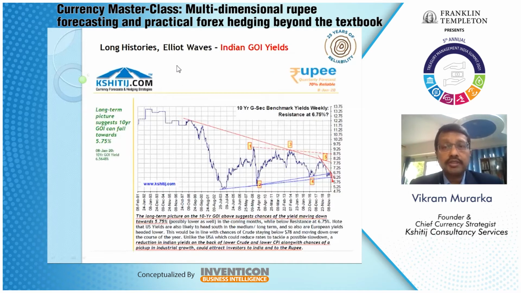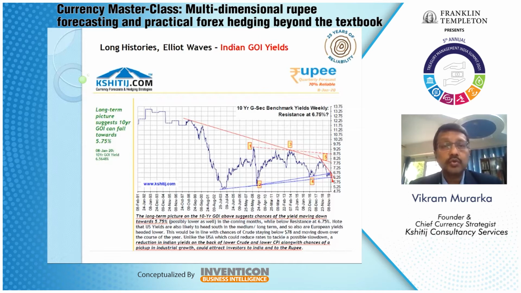Third chart, again long histories and Elliott waves, but now a nominal chart, not a log chart, on the 10-year GOI yield. This is in January 20. The 10-year GOI yield was 6.56%, and we said that there's a chance of it coming down to 5.75%. And the GOI yield did thereafter fall to 5.75, and now we're at 6.25%, something like 6.3, on the basis of a simple reading of a triangle, 1, 2, 3, 4, 5 legs of a triangle, which would then devolve down to 5.75. So three charts so far using long histories and Elliott waves.